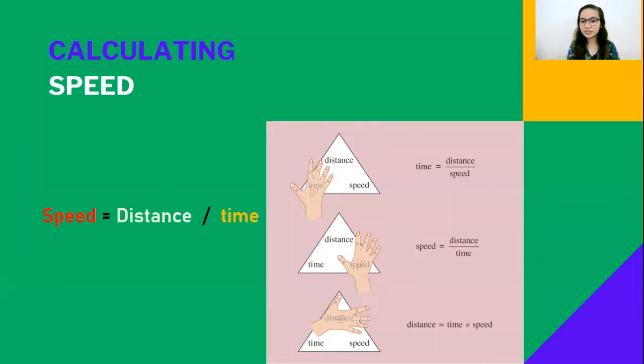And then you can observe here, time and speed is side by side lang siya, aligned sila with each other. So you just multiply, you have distance equal to time times speed. Okay, so that is how you calculate speed.